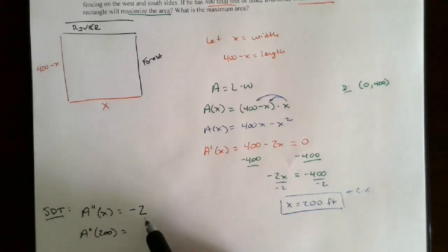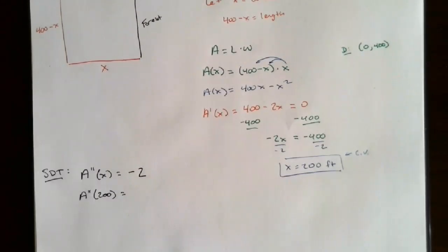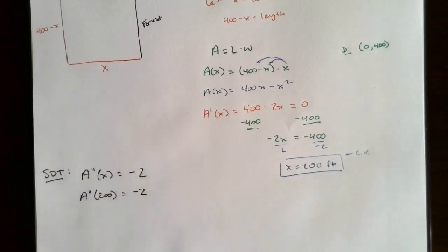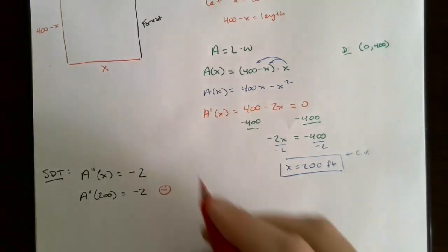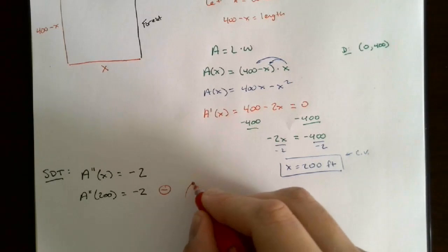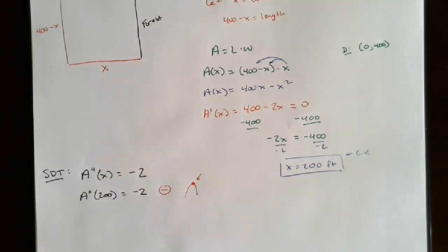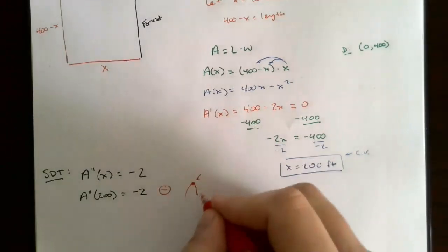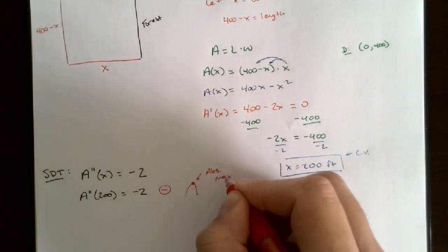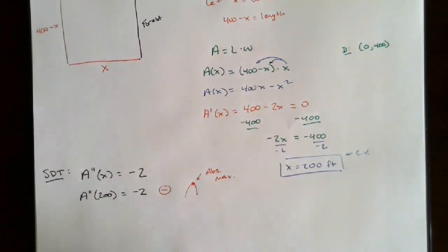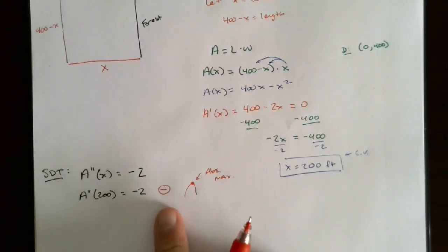Now in this case, the second derivative was constant, but it might not always be. So you want to make sure you're showing this part. So A double prime of 200, well, it still equals negative 2. The important thing about this is that this is negative. If this is negative in the second derivative, it tells you that your graph is concave down there. If I'm concave down, what kind of point is my critical value? Well, in this case, because this is concave down, we know that we have an absolute max. And that's really what the second derivative test tells us. So we have an absolute maximum, right? Because the second derivative was negative, you were concave down, so it had to be a max.